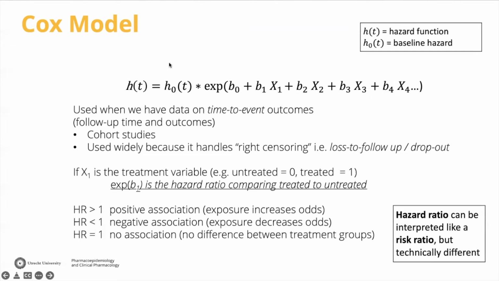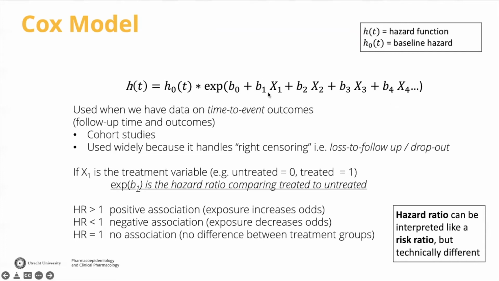So this is a Cox proportional hazards model. This is the outcome here. This is the baseline hazard function. You don't need to worry about what that means. So what you need to know, again, is similar to the logistic regression.